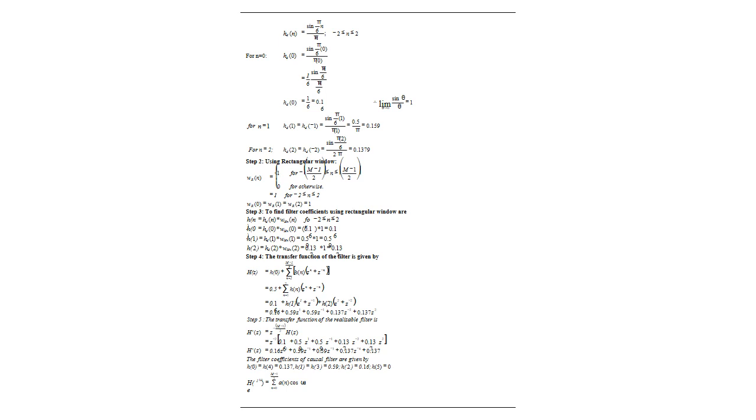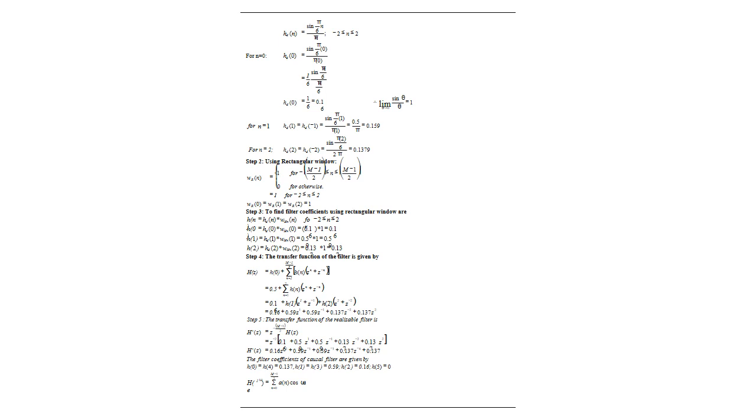Next is step 3. In step 3 we have to find out the filter coefficient using the rectangular window. For that we have to use the formula h of n equal to Hd of n into WR of n, for minus 2 less than or equal to n less than or equal to 2. So h of 0 we have to find out, h of 1 we have to find out, and h of 2 we have to find out. For that we already know the Hd of n value and also the WR of n value. So we multiply together and we will get the answer for the h of n value.